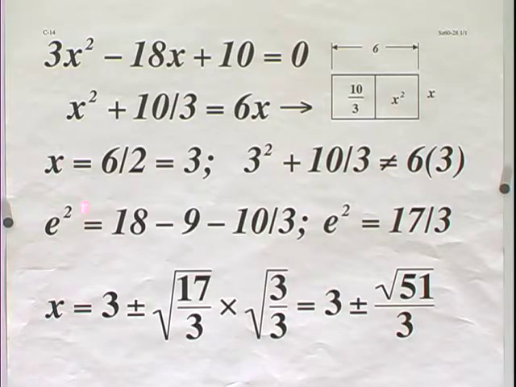So I'm going to compute the deviation. 18, 6 times 3. 3 squared is 9, and I'm going to transpose it so it becomes a minus. 10/3 I'm going to transpose, and that becomes a minus. When I do the math here, I get the deviation from a trinomial square to be 17 divided by 3.